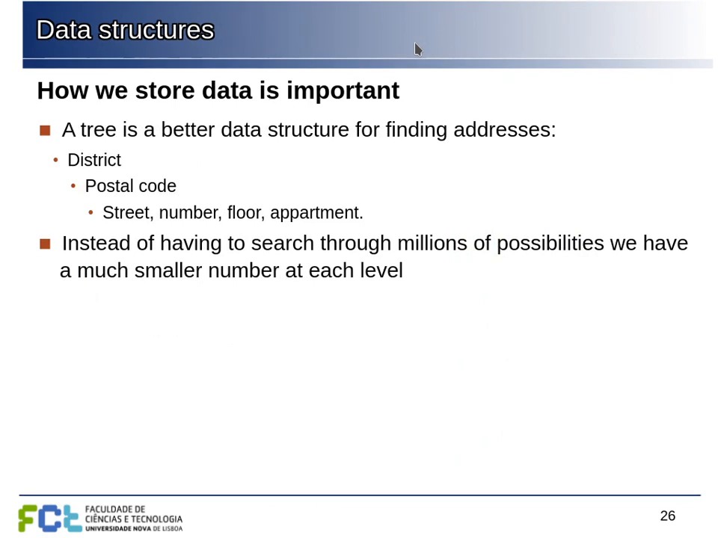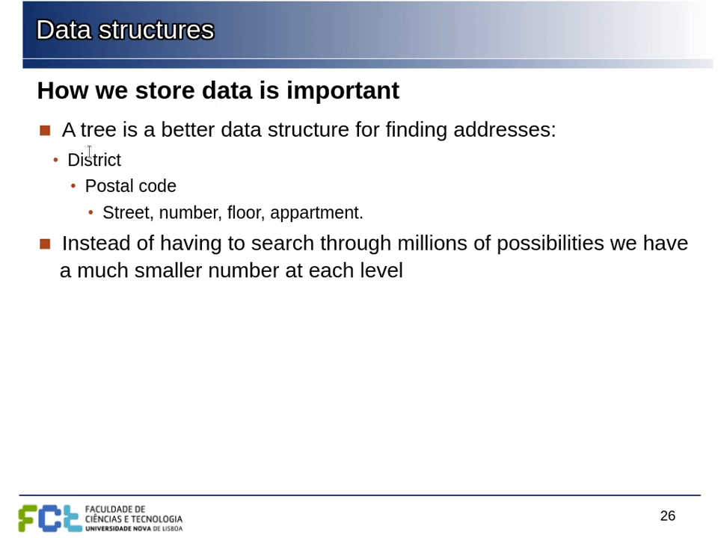It's much better to have a data structure that looks like a tree, where we have different levels. And in this case, this is what we use for addresses. We can have the district, the postal code, and then the street, the house number, or the house block, and so on, the floor, the apartment, and so on. So this is much better, because at each level, instead of trying to search through millions of possibilities, at each level of the tree, we only have a small set of possibilities.